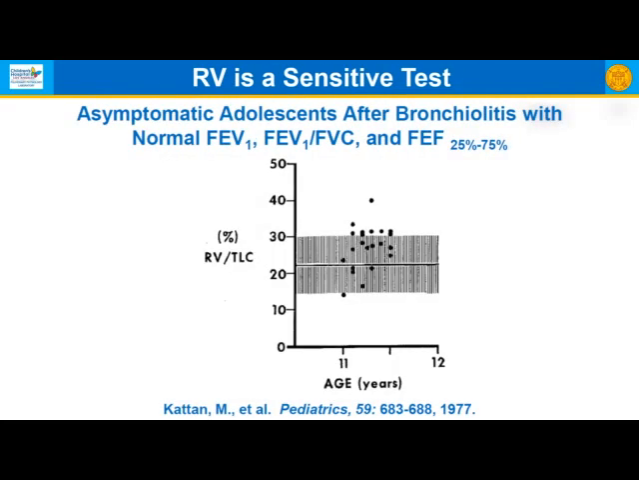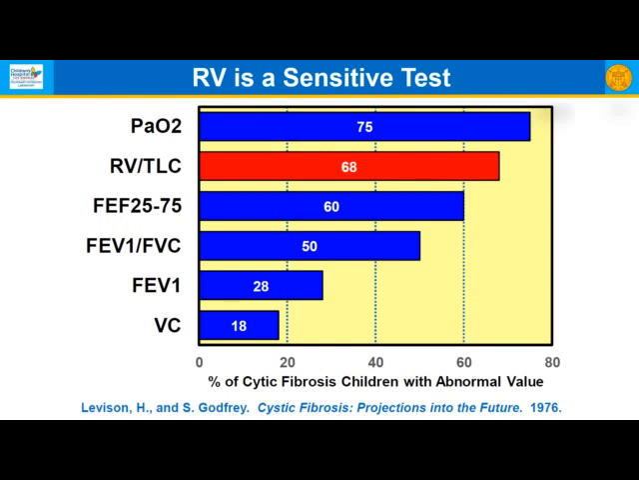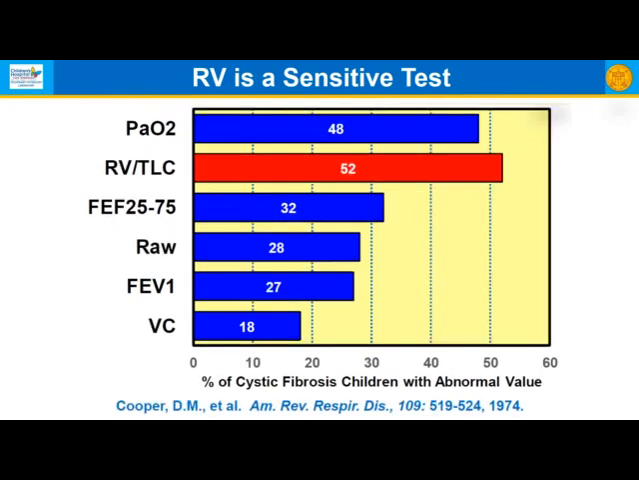Asymptomatic adolescents after bronchiolitis, Meyer Katan study, with normal spirometry did show a fair number of these patients had hyperinflation. Again, a study cited by Levison and Godfrey: PO2, residual volume, in terms of standard spirometric things, hyperinflation is much more sensitive than flow rates. This was another one by Cooper in cystic fibrosis patients, and again, hyperinflation was the most sensitive.